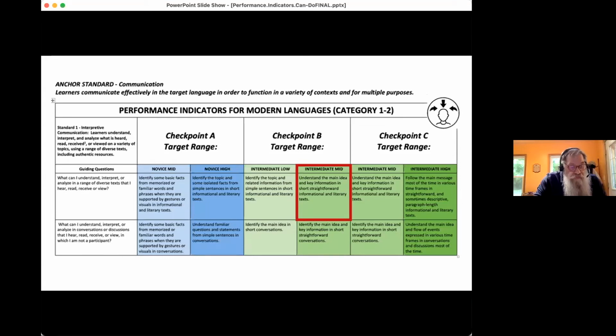So let's take a look at some illustrations of the difference between unit level and task level CanDo statements. So here are the performance indicators for standard 1. You see highlighted a red box. Let's take a look at a task for intermediate mid, which is level 3 or 4 students for category 1 and 2 languages and classical languages. It would be level 5 for category 3 and 4 languages. So we're going to consider this performance indicator. Understand the main idea and key information in short, straightforward, informational, and literary texts. Now, what will that look like in a unit CanDo statement and in a task-based CanDo statement?